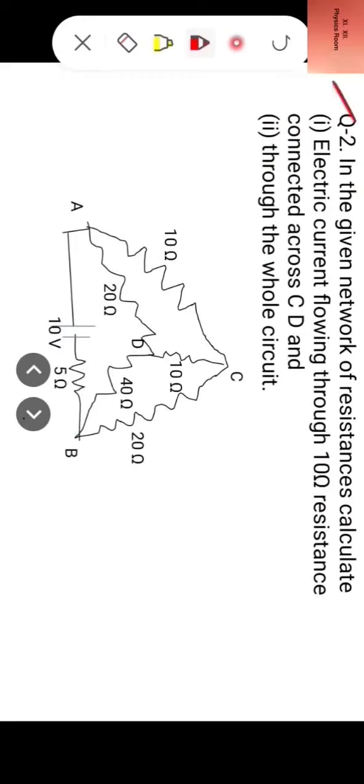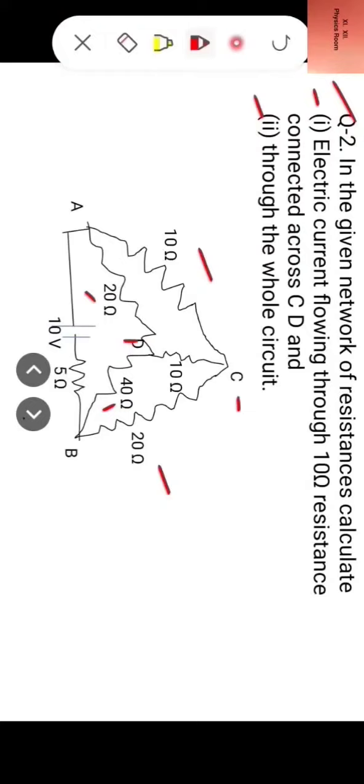Question number 2. In the given network of resistances, calculate number 1, the electric current flowing through the 10 ohm resistance connected across C and D, and number 2, through the whole circuit. Now I give you a hint how to solve this. You look at the points C and D. So when C and D are at the same potential, it means CD is an open circuit.